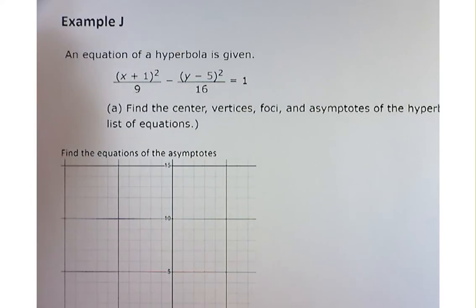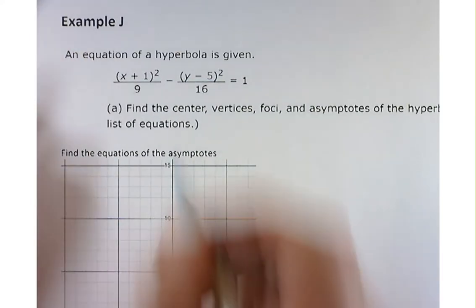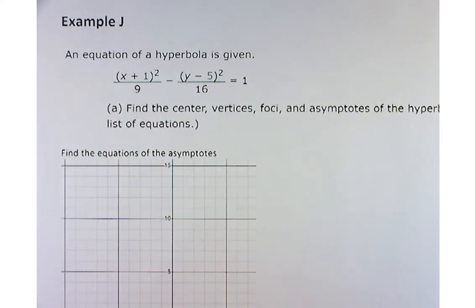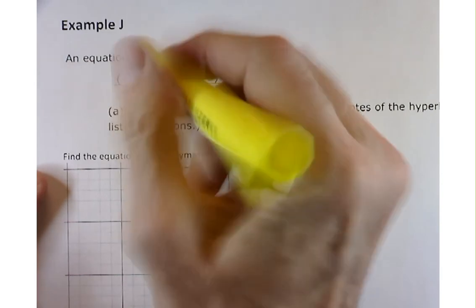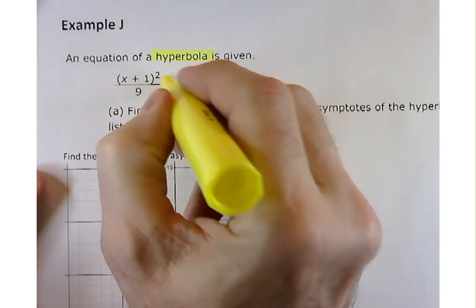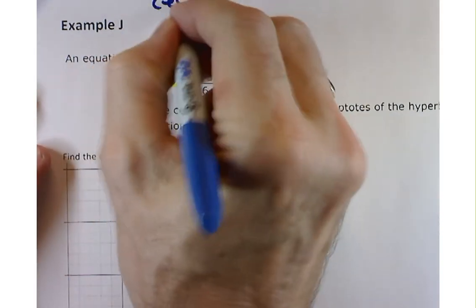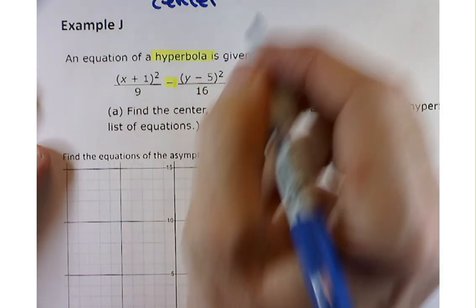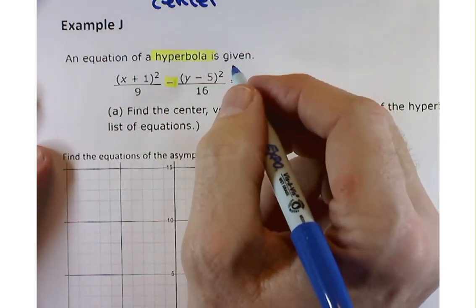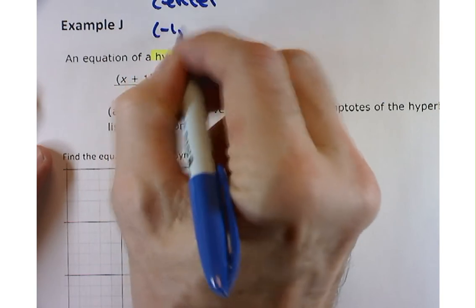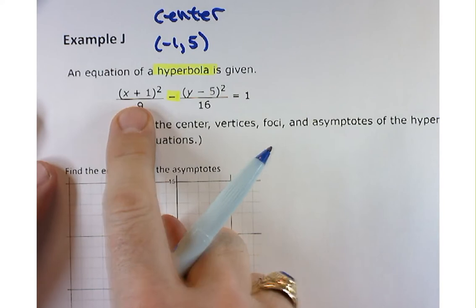First things first. This is a hyperbola, we know that, because there's a subtraction between these two things. So the fact that it's a hyperbola goes along with the subtraction here. Well, what's its center? -1 and 5. Sure. -1 and 5. It's the points that make these binomials 0. -1 for x and 5 for y.